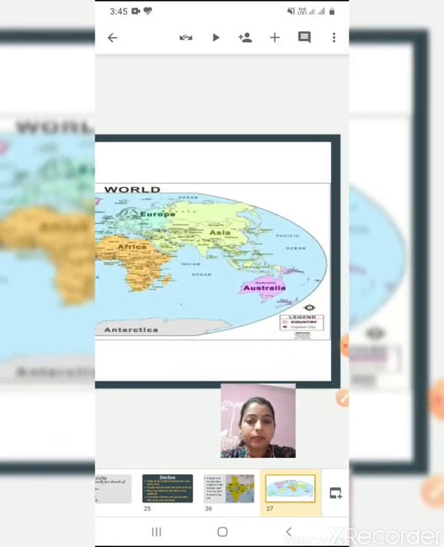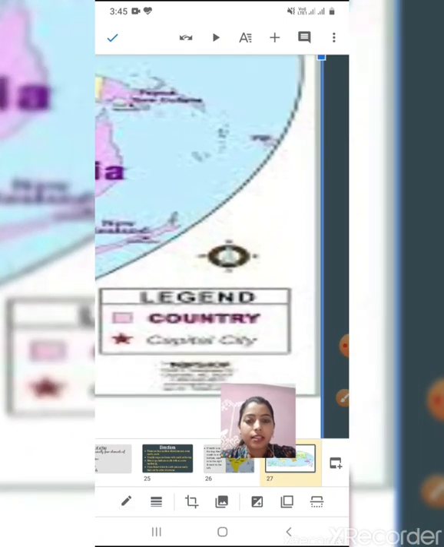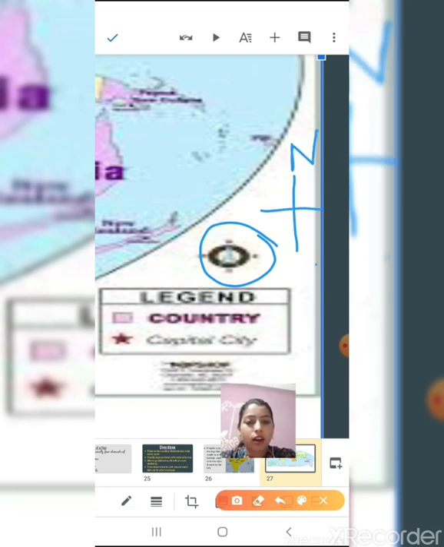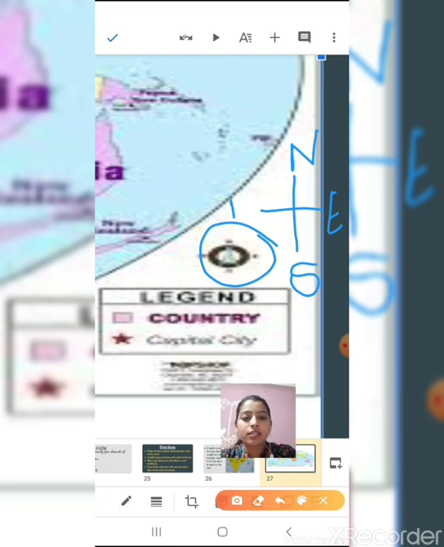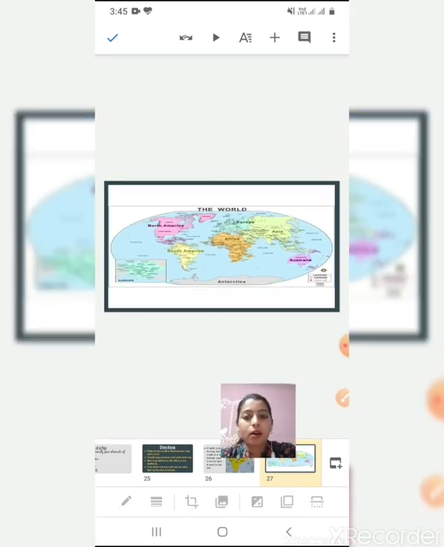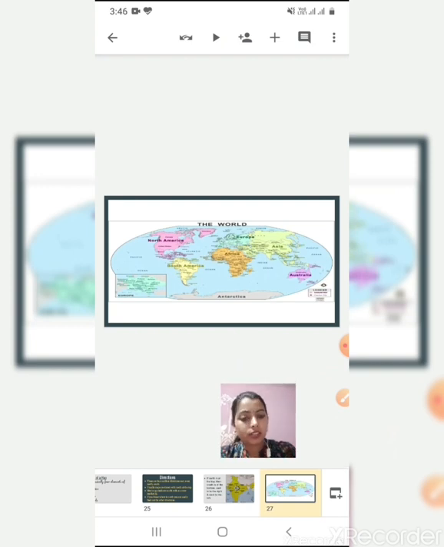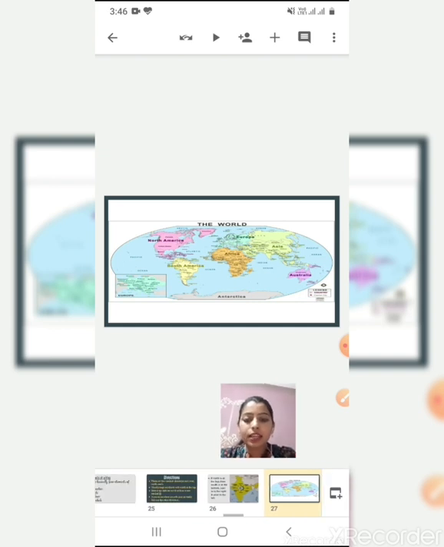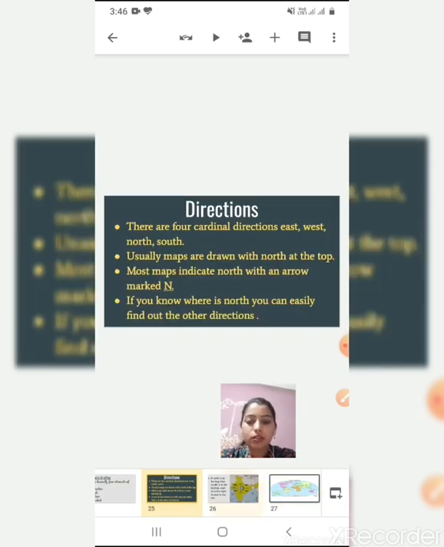See the map. See, this circle shows the direction. At the top there is north, at the bottom there is south, on the right it is east, on the left it is west. This is a map of the world. Understood direction? Have you understood?